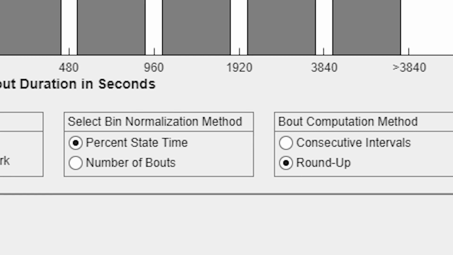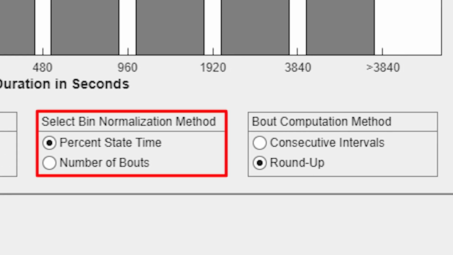The next box selects the normalization of the histogram bins. The percent state time adds all detected bout lengths in each bin interval and divides it by the total time the animal spends in the target behavior. So, each bin represents the percent time the animal spent in that bout range for the selected state. The number of bouts just counts the number of detected bout lengths in each bin interval.